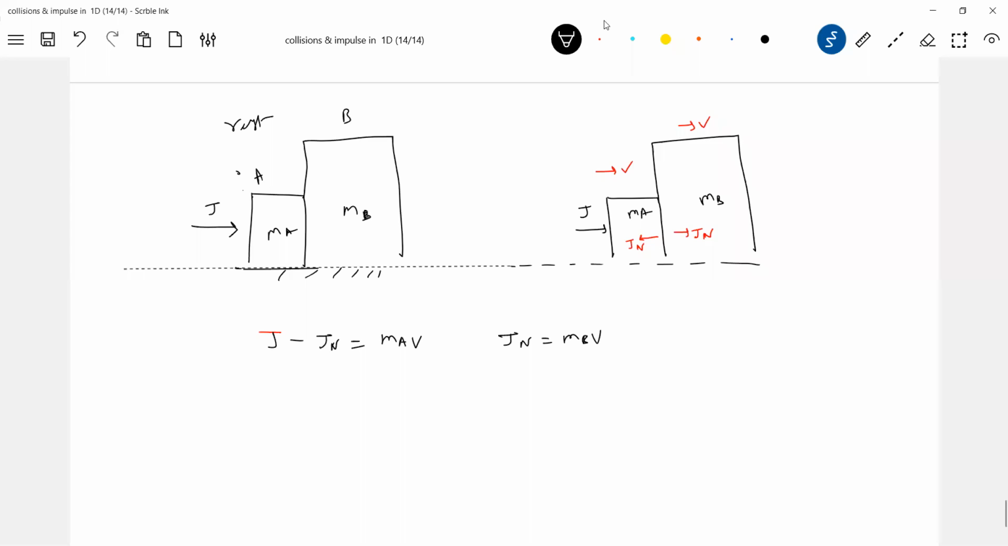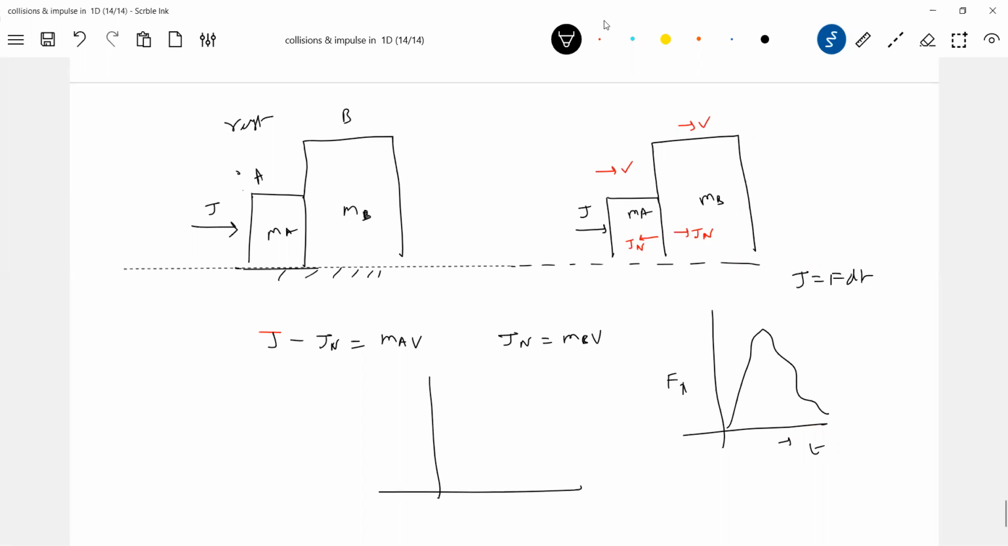Sir, why are you giving a common velocity? See now, what is impulse? Impulse is a force, no? When you push block A, block A will push B. But see what happened: the force you applied, J equals the integral of F dt, will vary like this. Similarly, the normal contact also will vary.